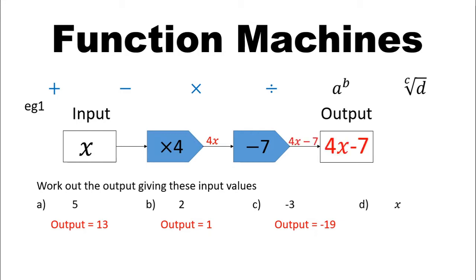Our output value is actually an expression. When you put an expression or a variable into a function machine, you can expect to get an expression or a variable as your output. You shouldn't expect to get a number value as your final output if you don't put a number value as your input. So our output is 4x minus 7.